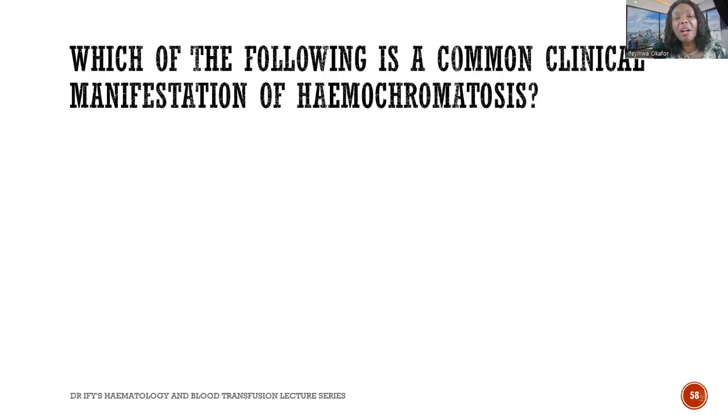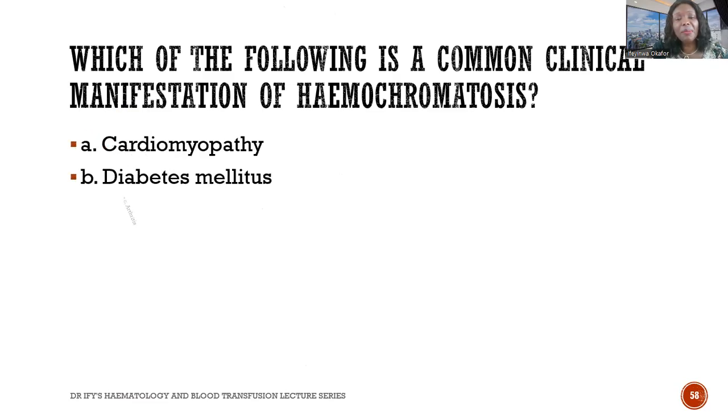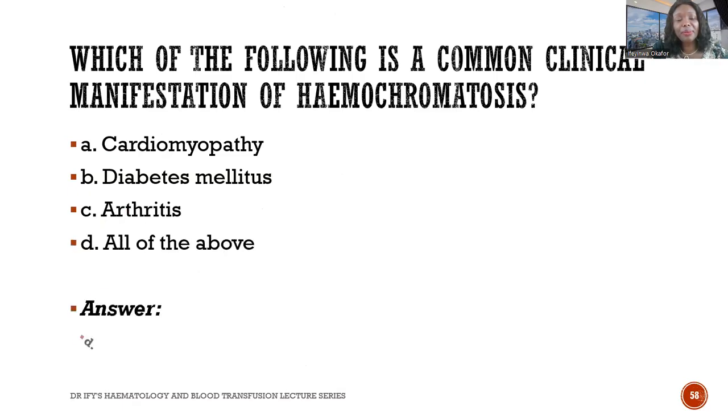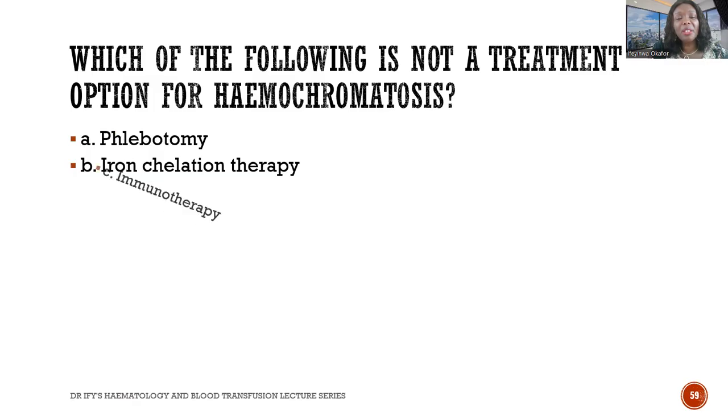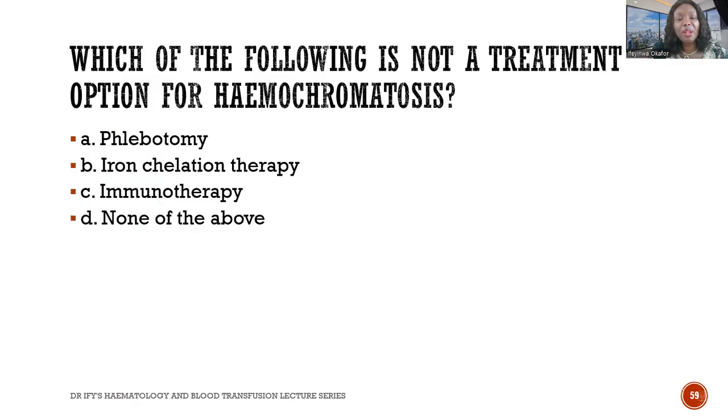Which of the following is a common clinical manifestation of hemochromatosis? Cardiomyopathy, diabetes mellitus, arthritis, all of the above. Answer D, all of the above. Which of the following is not a treatment option for hemochromatosis? Phlebotomy, iron chelation therapy, immunotherapy, none of the above. Answer C, immunotherapy is not a treatment option for patients with hemochromatosis.